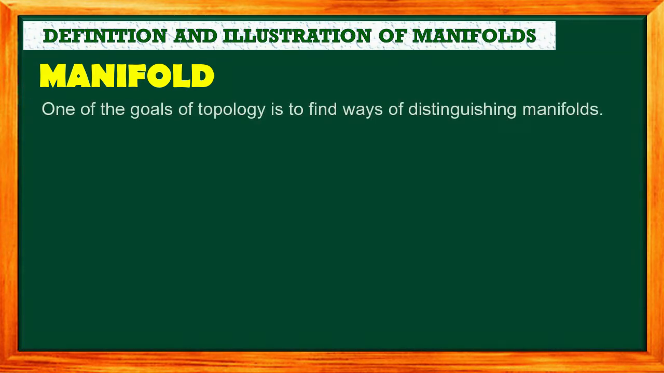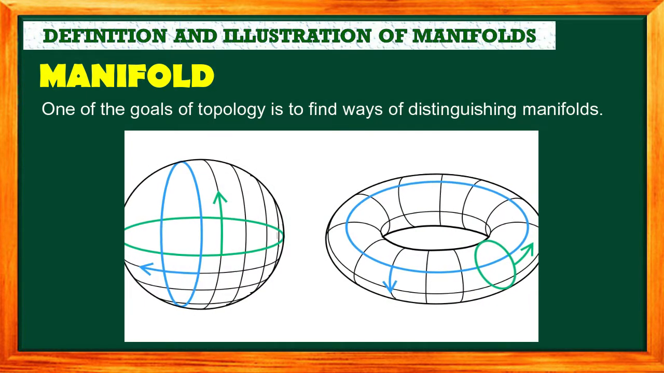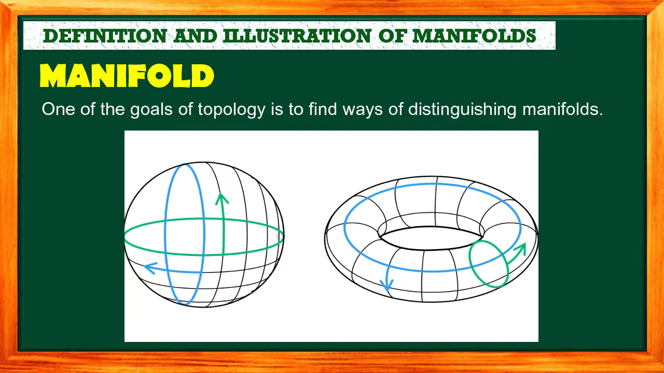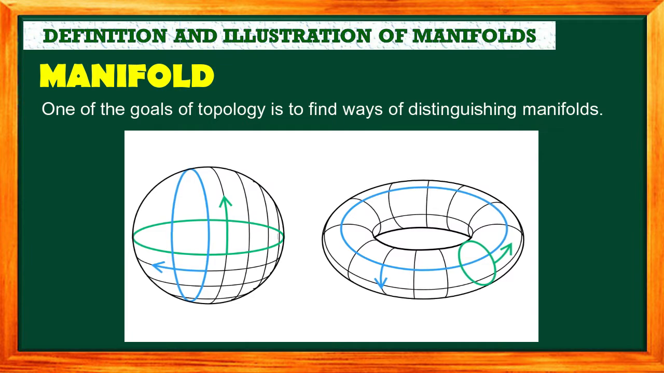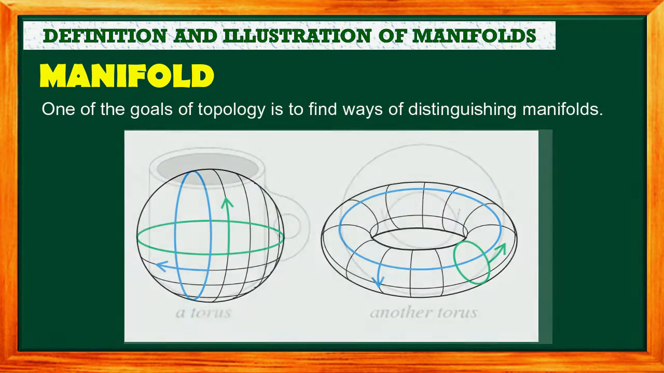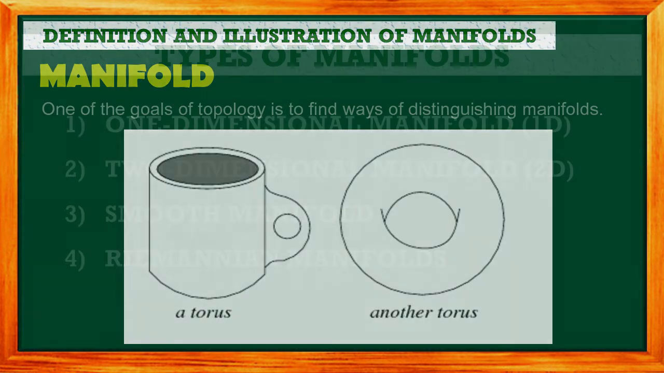One of the goals of topology is to find ways of distinguishing manifolds. For instance, a circle is topologically the same as any closed loop, no matter how different these two manifolds may appear. Similarly, the surface of a coffee mug with a handle is topologically the same as the surface of a donut, and this type of surface is called a torus.